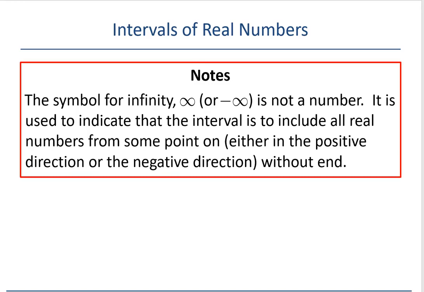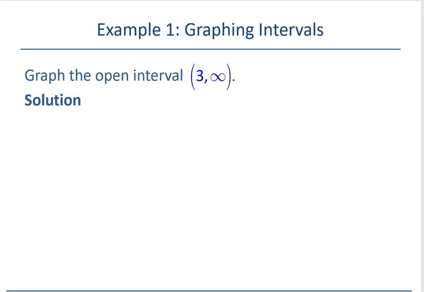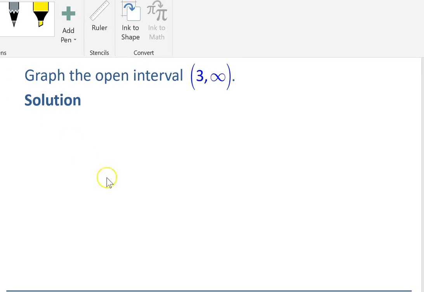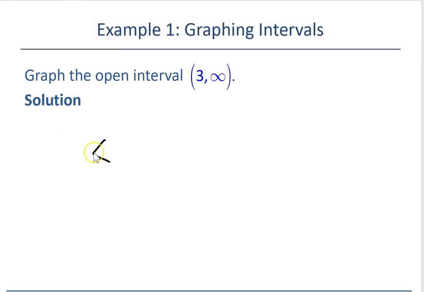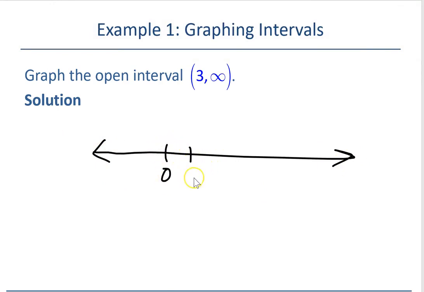So let's go to our first one here. Graph the open interval from 3 to positive infinity. Well, we know that positive infinity is going off to the right-hand side here. So let's draw us a little number line here. I'll put 0 right here, and then I've got 1, 2, 3, 4, 5, and then dot, dot, dot, and then of course we've got negative 1. Notice this is going off into the right-hand section, so that's going to be positive infinity. And then we've got 3.